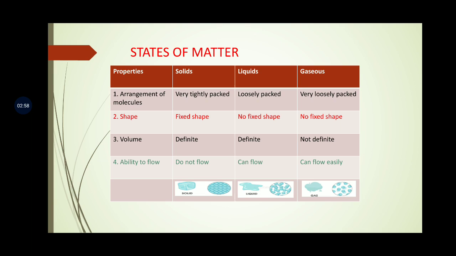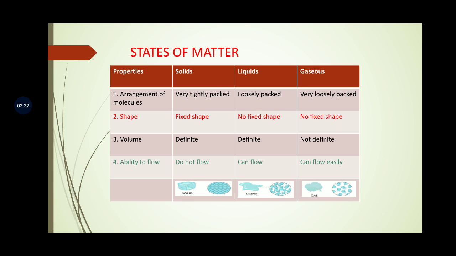First one is arrangement of molecules. In solids, molecules are very tightly packed. As you can see in the image, there is no space in between the molecules of a solid. They are very tightly packed. In liquids, molecules are loosely packed, more loosely than in solids. There is some space in between the molecules. And in the gaseous state, molecules are very loosely packed. There is so much space in between the molecules of the gas.